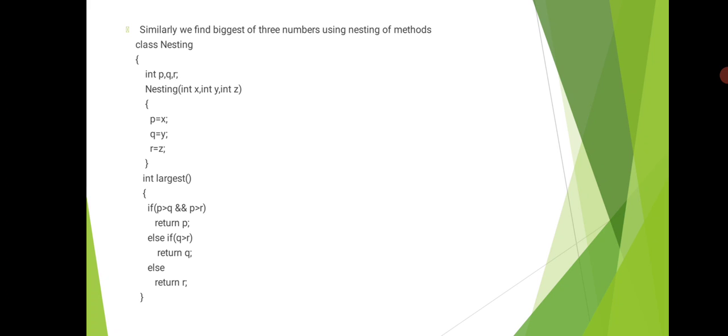Okay, here is class Nesting. In this class we have three instance variables, because we are finding the biggest of three numbers, so we should declare three variables, that is P, Q, R, which are instance variables of the Nesting class. Then for these three variables we are initializing the values through the constructor Nesting.